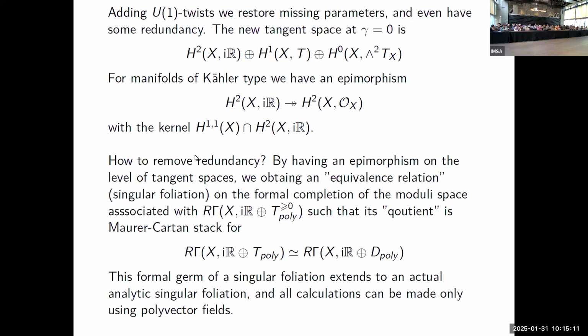Sorry, maybe to write how to handle this redundancy of parameters, it's already not trivial, but it's really a great geometry because you need it from the polyvector field language. Okay.